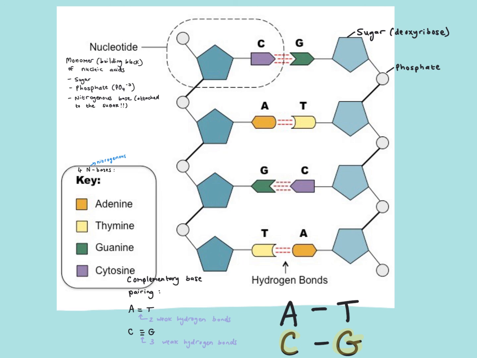That's the name of the bond, and you must know that. Adenine always bonds with thymine with 2 hydrogen bonds. Cytosine bonds with guanine with 3 hydrogen bonds. And those bonds are meant to be broken.